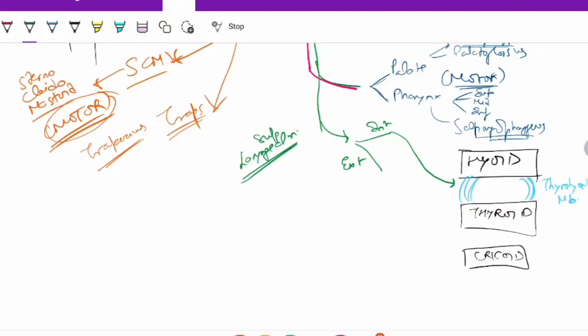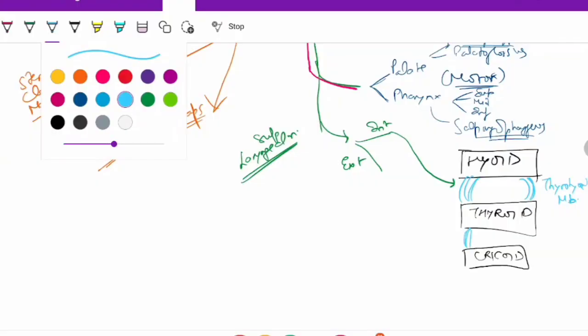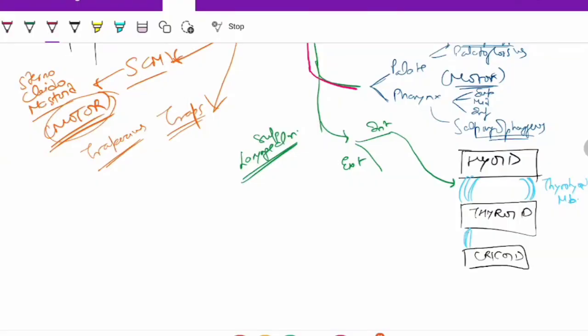So what about the external laryngeal then? Once again, there is a structure that is present between thyroid and cricoid cartilage. Let's draw this with the red pen because this is a muscle. Since this is a muscle, we are drawing it with this pen. And this muscle is known as the cricothyroid muscle. This cricothyroid muscle is being supplied by the external laryngeal nerve.